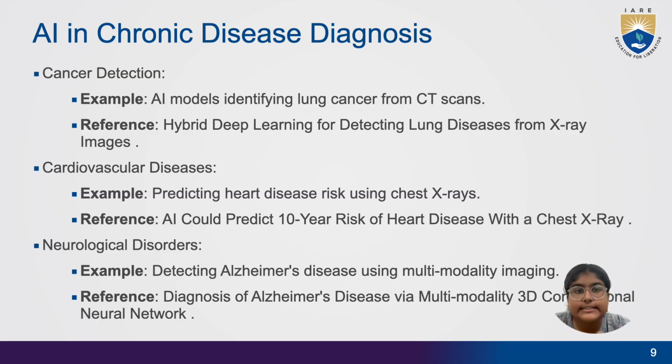This is where things get exciting. AI is already being used for chronic disease diagnosis. For cancer detection, deep learning models can identify lung cancer from CT scans, sometimes more accurately than even humans. For cardiovascular diseases, AI can predict a person's 10-year heart disease risk using just a chest x-ray.